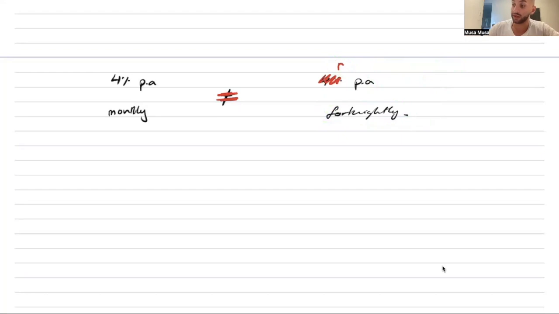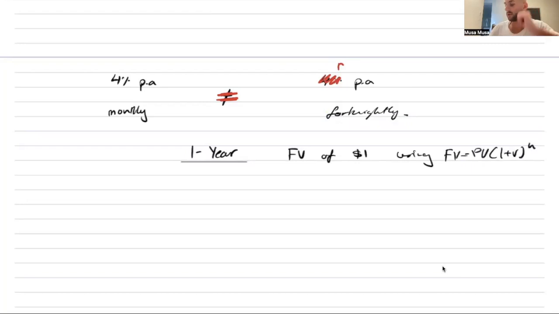So the legit way is you would say, okay, well, imagine if I had 1 year and I wanted to find the future value of $1 using FV equals PV (1 + r)^n. So if I wanted to do it monthly, I would say it's $1 times (1 + 4%/12)^12, because there are 12 months in a year.